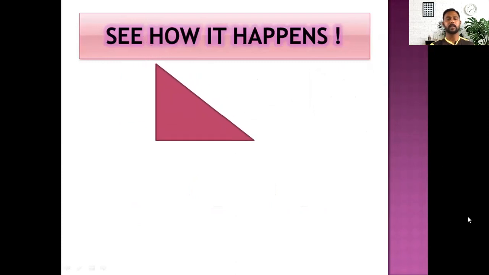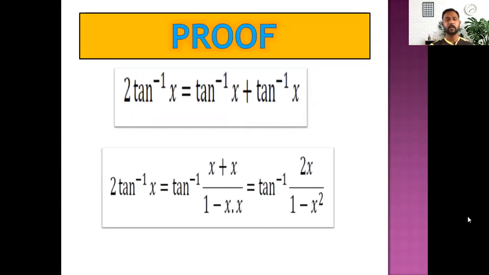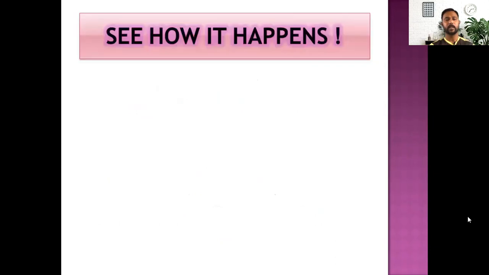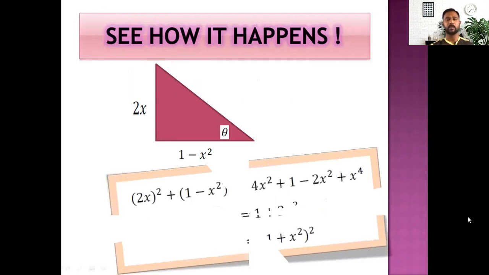consider the same right triangle with an acute angle theta. Consider here what you get. Tan inverse is 2x by 1 minus x square. That means 2x is the opposite side and 1 minus x square is the adjacent side. So here 2x is the opposite side and 1 minus x square is the adjacent side. How to find the hypotenuse? Let us use the Pythagorean relation. 2x the whole square plus 1 minus x square the whole square, expanding and simplifying, you will finally reach 1 plus x square whole square, so you are getting the hypotenuse as 1 plus x square.